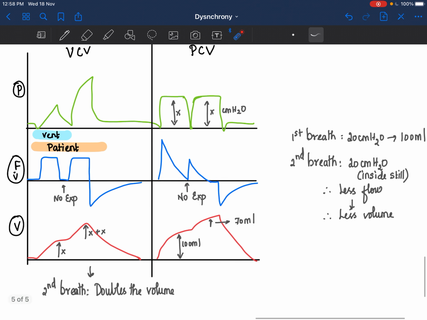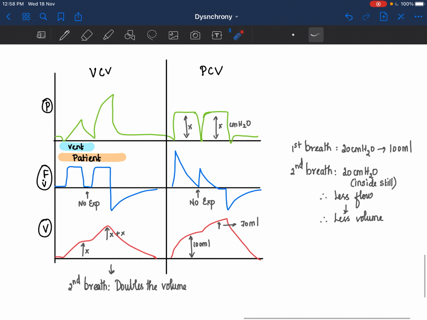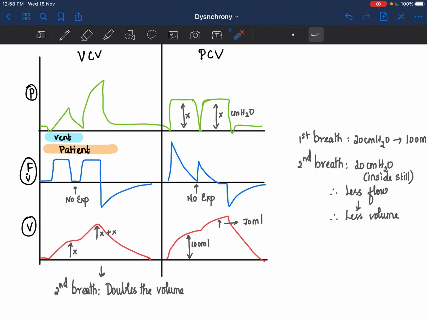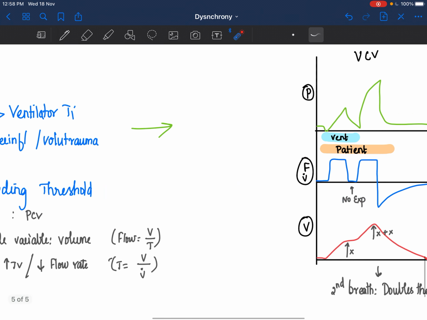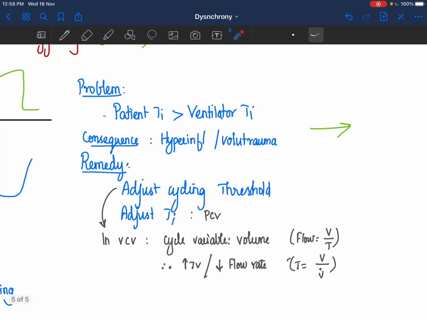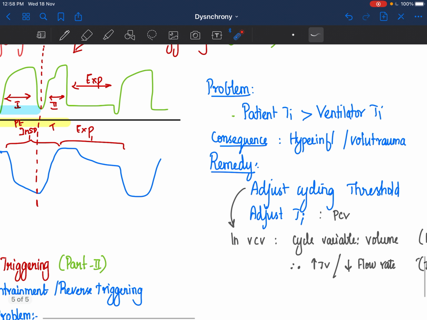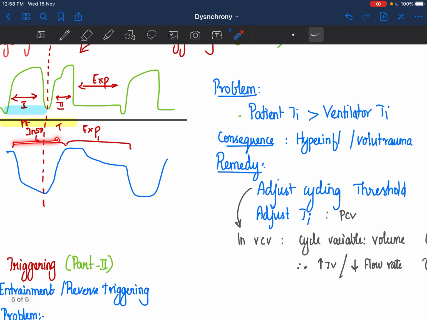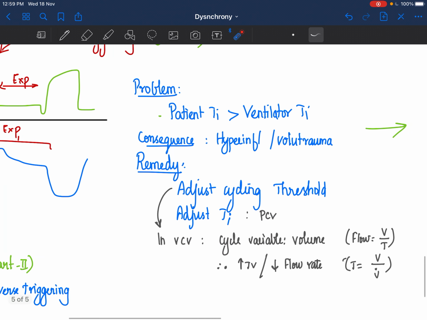So in volume controlled ventilation, if there is a problem with double triggering or premature cycling, there will be doubling of volume, whereas in pressure controlled ventilation, there will be excess volume, but it will not double; it will be less than double. But whatever, at the end you are going to end up with volutrauma or hyperinflation. So how do you remedy this? Since the patient wants to take a deeper breath or a longer breath, adjust the inspiratory time. Give more time for the patient to ventilate.